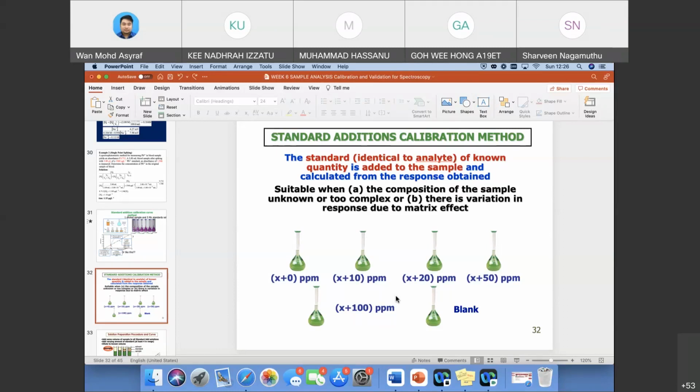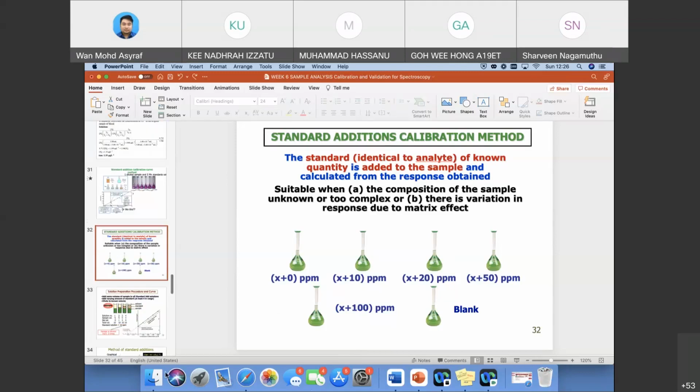So now, this is your sample. Basically, all of these are the sample. The first one is X plus 0, which means this is only your sample. X plus 10 ppm means your sample plus 10 ppm of the standard. X plus 20, X plus 50, X plus 100. It depends on how you are going to do it. And of course, we need to have a blank as well, which is without your analyte. So how does this work?